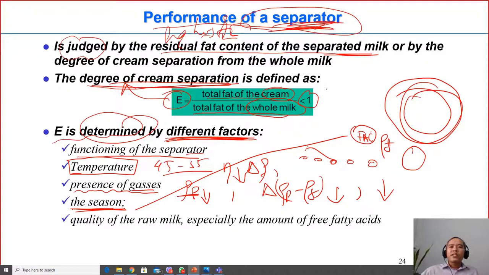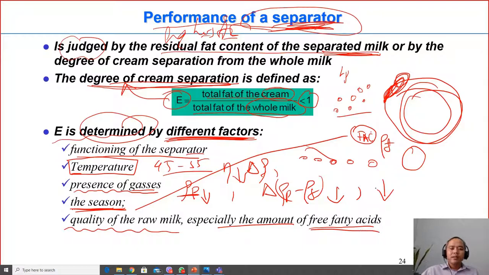When we do cream separation, there is still a small amount of fat remaining in the separated milk, in the skim milk. We cannot separate 100%. And that remaining fat normally contains lipoprotein particles, some fragments of MFGM, or some very small fat globules. When they are very small, it becomes difficult to separate. And then the other factor is the quality of raw milk. If the milk is quite old, then hydrolysis of fat may occur. We may have free fatty acids in the milk, and these cannot be separated by the centrifuge.